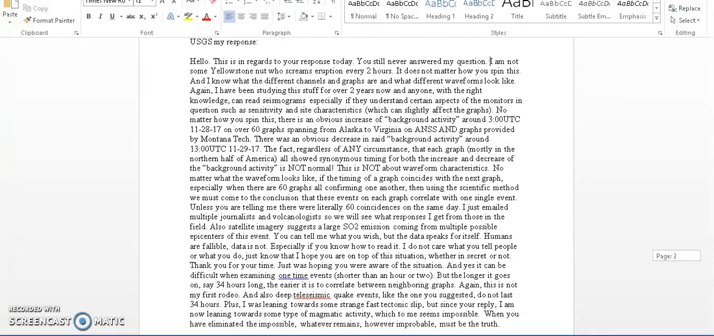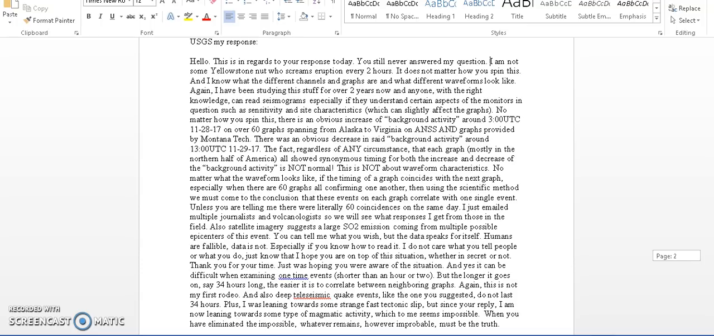It does not matter how you spin this, and I know what the different channels and graphs are and what different waveforms look like. Again, I have been studying this stuff for over 2 years now, and anyone with the right knowledge can read seismograms, especially if they understand certain aspects of the monitors in question, such as sensitivity and site characteristics, which can slightly affect the graphs.